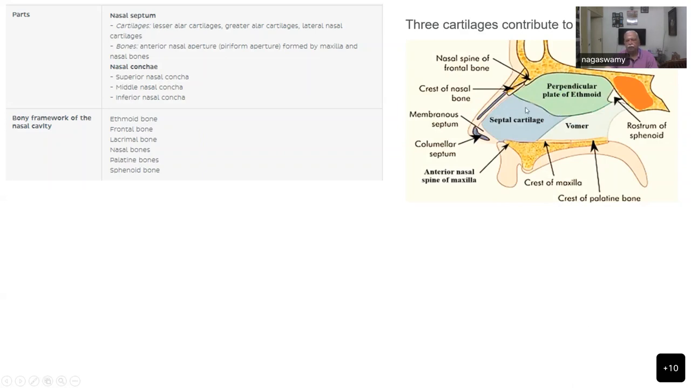Submucosal resection. Another name also for that. Many of you are good in ENT. How many of you got good marks in your ENT in your UG period?